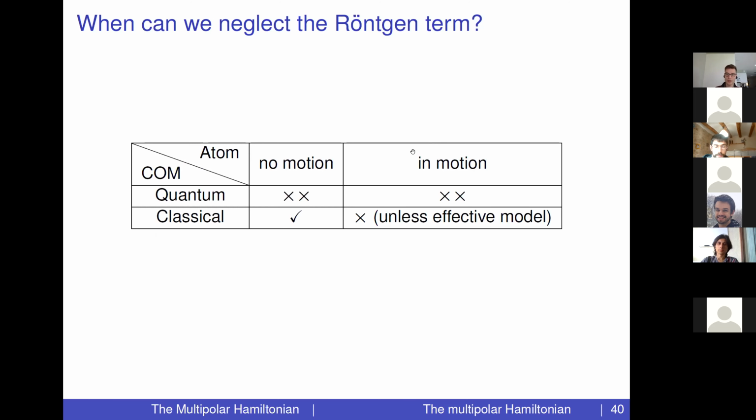If we have, on the other hand, center of mass motion of the atom, then you will in principle always have again this Röntgen term, which just comes about in this case from a classical analog to the Röntgen term, unless of course you have some kind of further approximation to always neglect this term. So the important point now is here that in the quantum case, you always have the Röntgen term. And also in the classical case, whenever you consider an atom to be in motion.